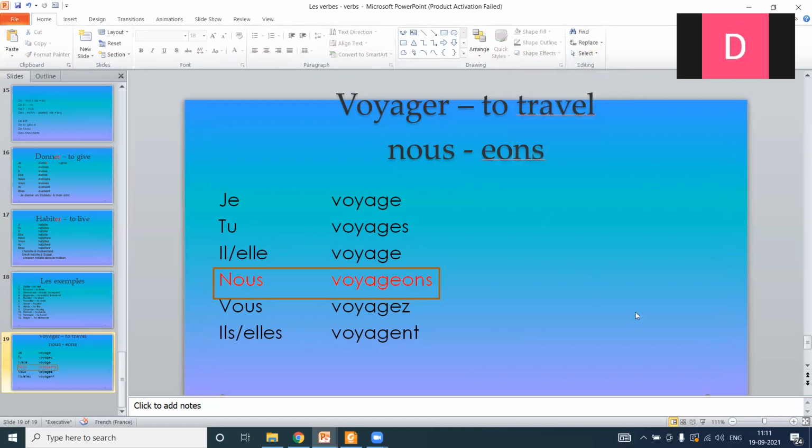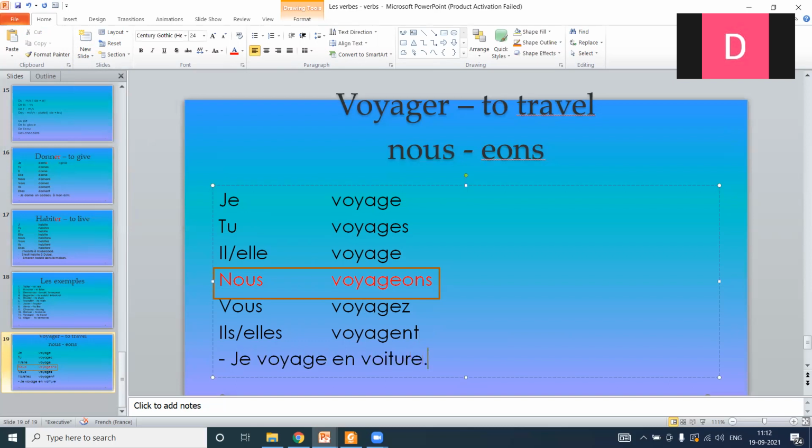Do you get it, Shruti? Yes. All -ger verbs, manger, nager, exiger: in the nous form, -eons will come. One more verb. Finished. For example, I am traveling in a car. How will it be? Je voyage. Car is "voiture". Je voyage en voiture. So, I am traveling by car.